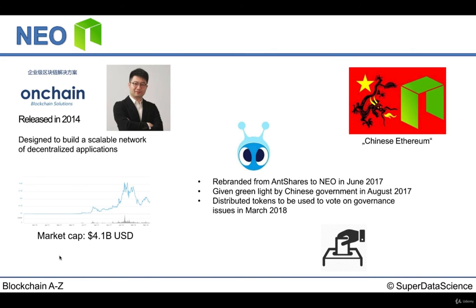So, as an overview, NEO is seen as the Chinese Ethereum, has many benefits, one of them being the adaptability and use for developers since you're able to take it on with many languages. It's very transparent, open sourced, designed to build a scalable network of decentralized applications, has the distribution created at Genesis of 100 million NEO coins.